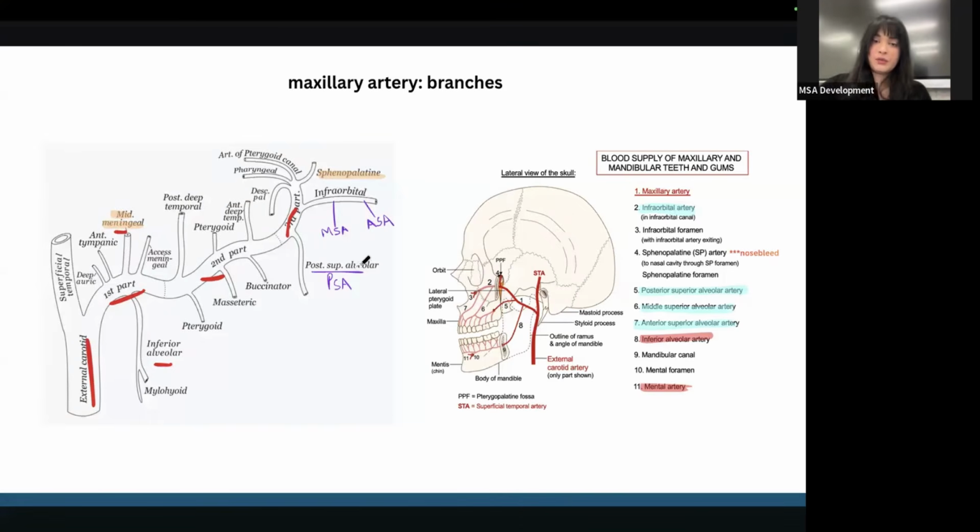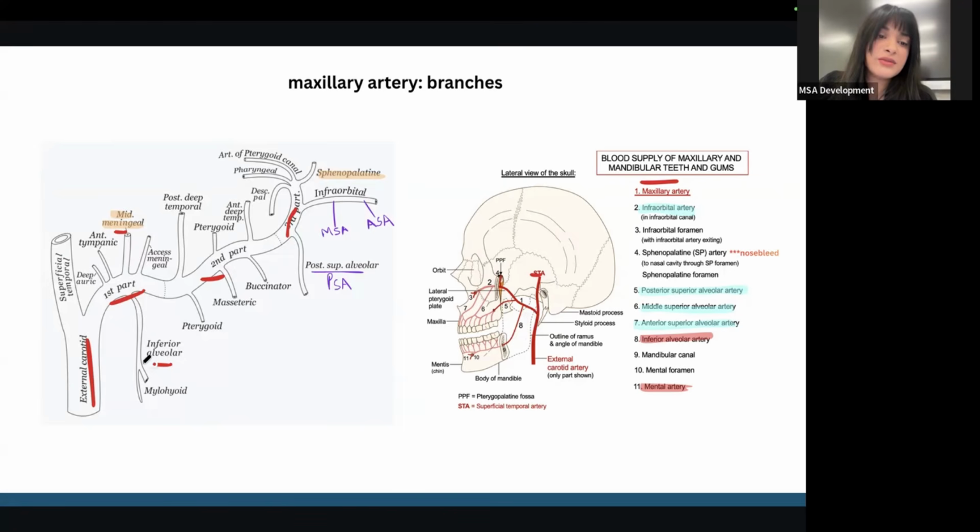So I want you to remember these, right? So blood supply to the maxillary and mandibular teeth and gums. So this is all coming from the maxillary artery. So you can see here external carotid artery. It's going to give off the superficial temporal artery. You're gonna ignore that one. So number one is the maxillary artery, okay? It's going to give off number 8, which is the inferior alveolar artery.